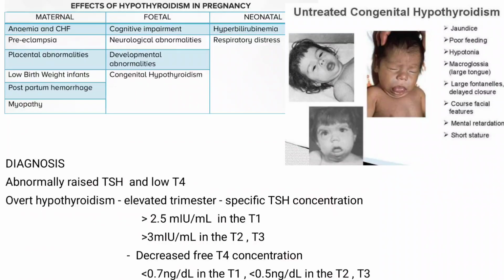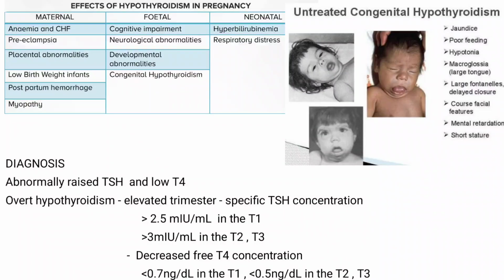The images on the right side are showing untreated congenital hypothyroidism in which the baby has presented with jaundice, poor feeding, hypotonia. You can see a big tongue which is covering the whole of his oral cavity, and this is macroglossia. The fontanelles are larger in size and there is delayed closure of the fontanelles, and coarse facial features are present. There is mental retardation also, and the babies are of short stature. So these are the side effects of congenital hypothyroidism.